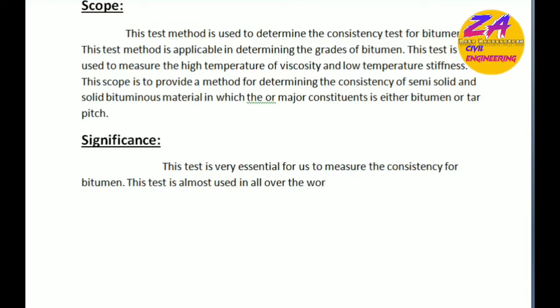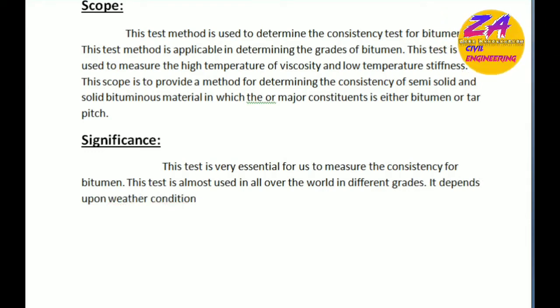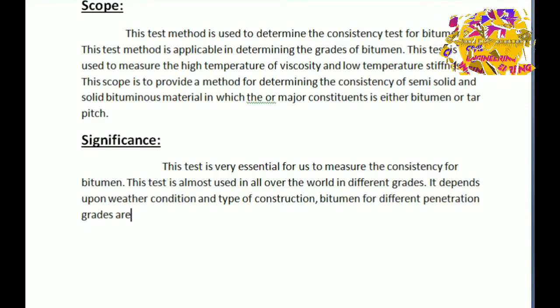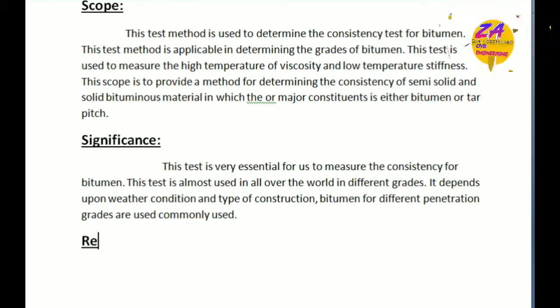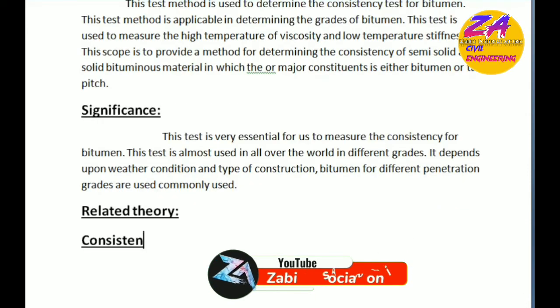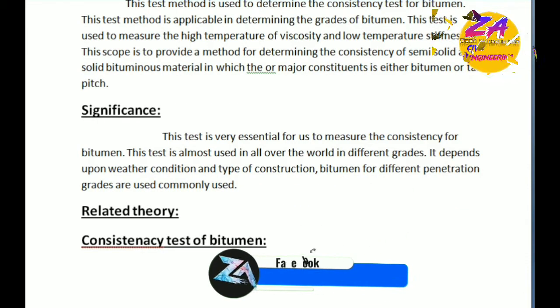After this, the significance of this experiment. This test is very essential for us to measure the consistency of bitumen. This test is used almost all over the world in different grades. It depends upon weather conditions and type of construction. Bitumens of different penetration grades are commonly used. After this, the related theory. What is consistency?